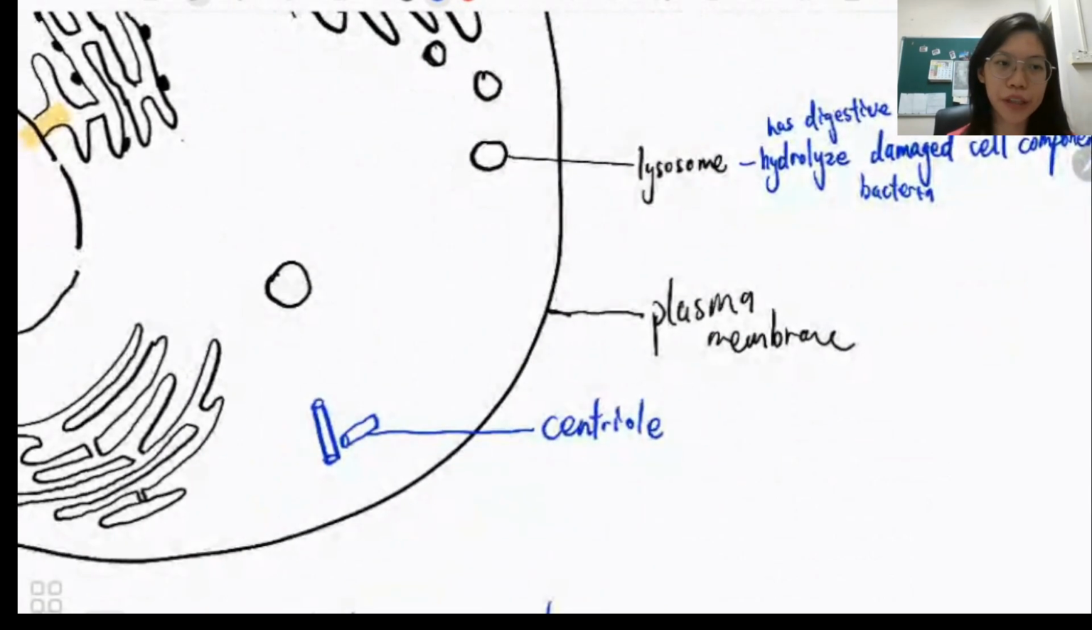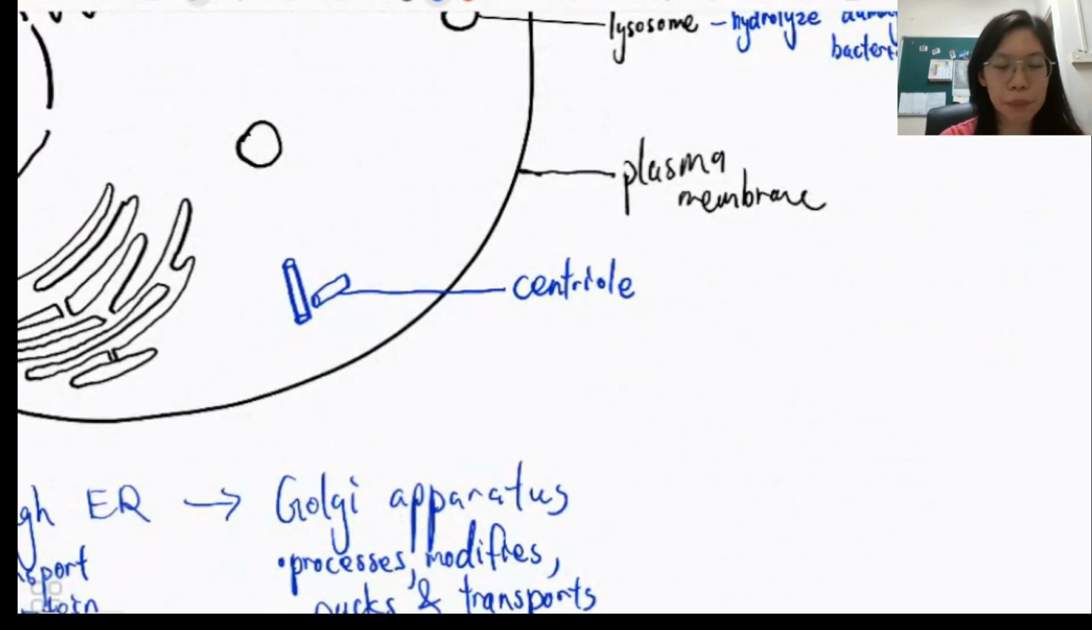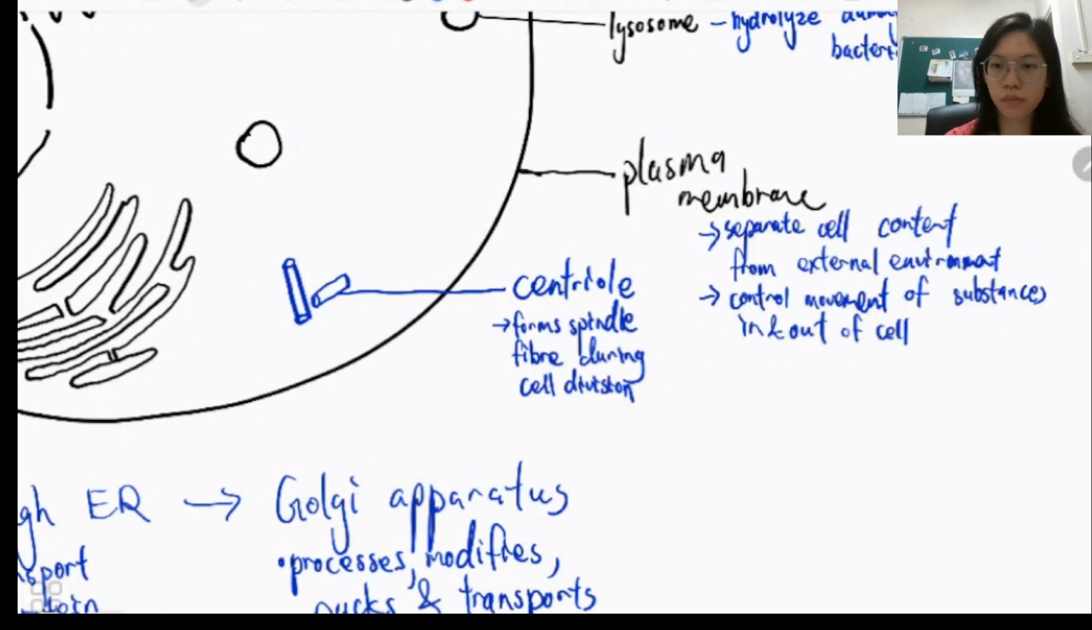And plasma membrane, it has a lot of functions. Basically, plasma membrane is the one that separates the content of the cell from the external environment, separates the cell content, and controls the movement of substances in and out of the cell. Okay, and we will learn this in detail during this Chapter 3.